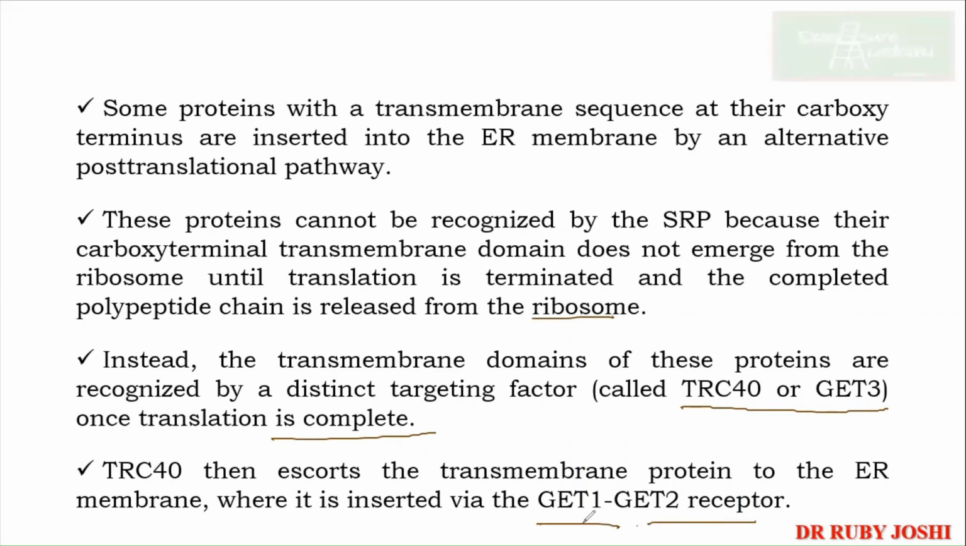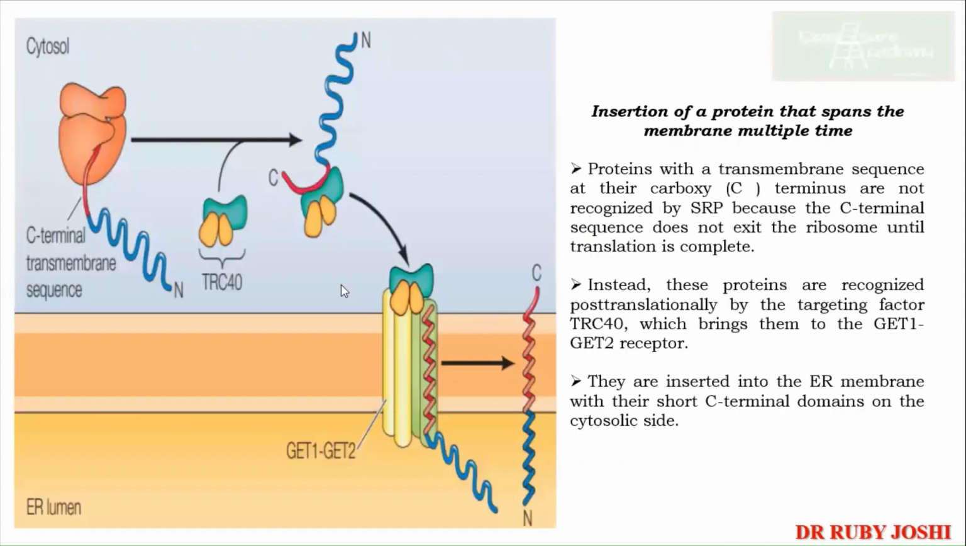So what are the GET1, GET2 receptors doing here? Whose work are they doing? They are doing the work of SEC61. Okay, here you have the figure over here. What you have to understand is that instead of SRP coming and recognizing the signal peptide, what will happen here? It is not the N terminal, it is the C terminal, okay, which has the transmembrane domain sequence present. So instead of SRP, you have the TRC40 protein, which goes and recognizes that sequence.